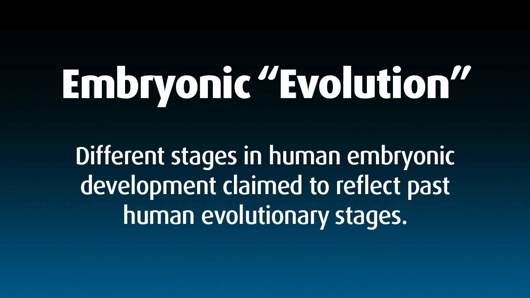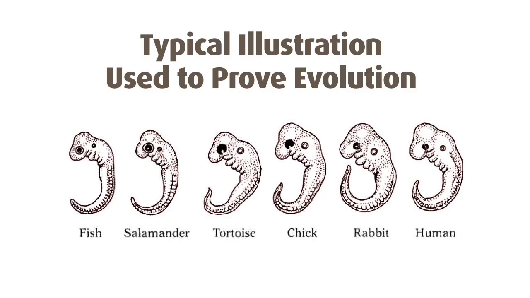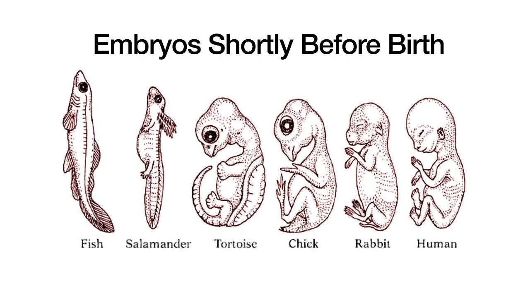Different stages in human embryonic development were claimed in the past to reflect human evolutionary stages. This is one of the images that they use to prove that. So you've got an embryo of a fish, a salamander, a tortoise, a chicken, a rabbit, and a human. And at this stage, they look pretty much the same. So people were saying, see, that proves we all evolved. But if you look at them shortly before the birth, well, no, nobody would say they look the same.